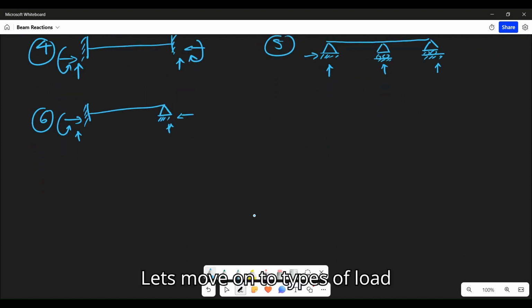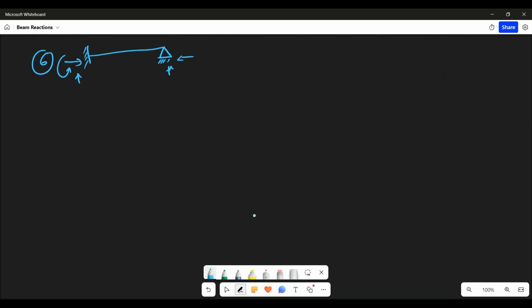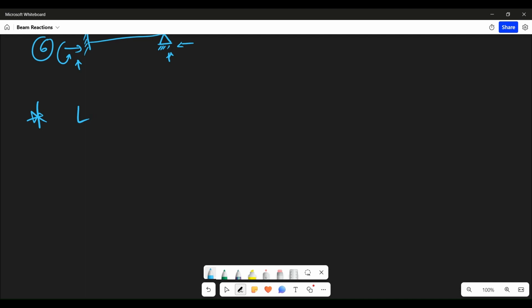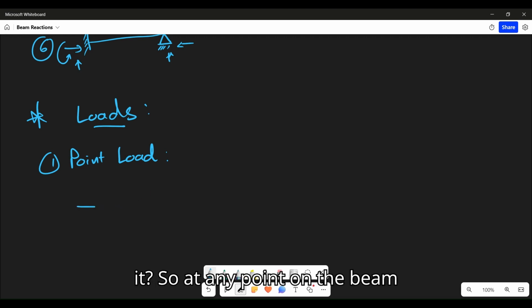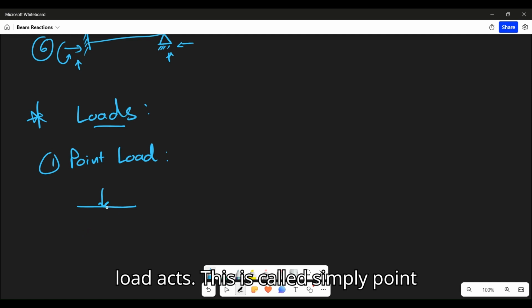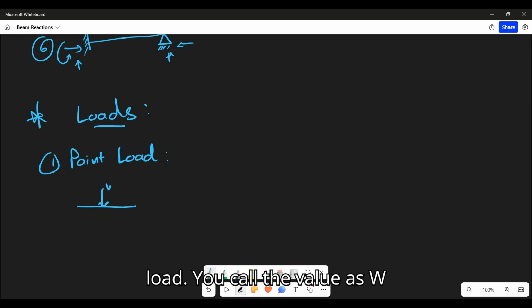Let's move on to types of load. So first is simply point load. How do we show it? At any point on the beam, load X. This is called simply point load. You call the value as W. This is point load, value is W.